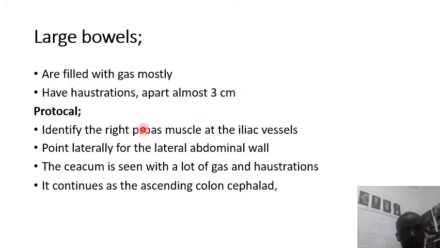So what you do, you identify the right psoas muscle around the iliac vessels. There you slide laterally toward the abdominal wall, that's the lateral side. The cecum is always there. You see a gas-filled structure with the oscillations, and from there you start following the ascending colon.